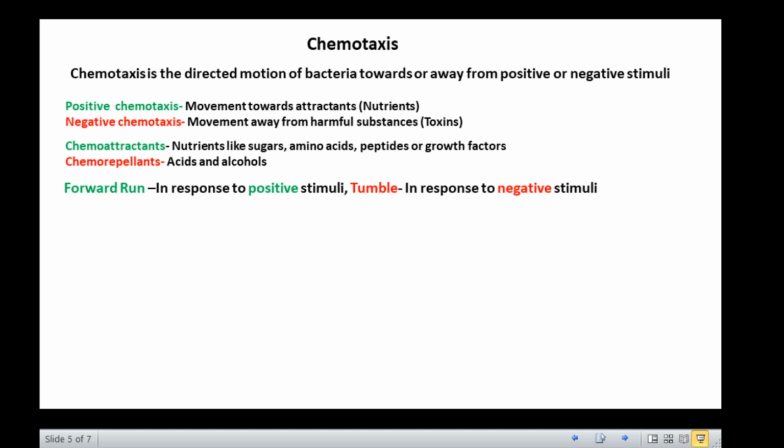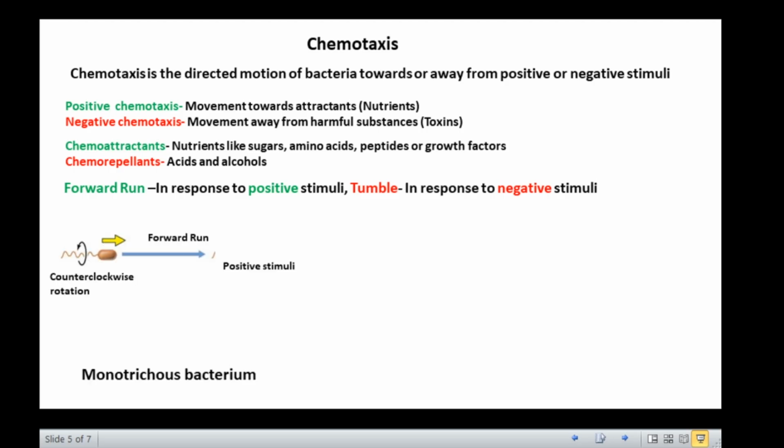In the case of monotrichous bacteria, the flagellum rotates counterclockwise, causing the bacterium to move forward with the flagellum trailing behind it in response to positive chemotactic stimuli. This forward movement is termed the run. Negative chemotaxis causes clockwise rotation of the flagellum and results in a random tumbling motion.